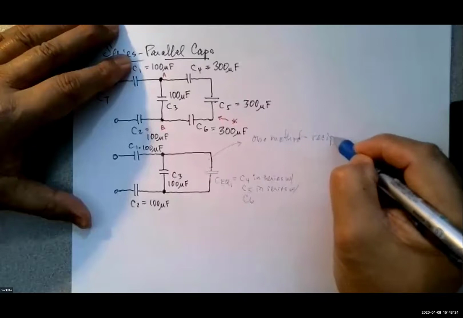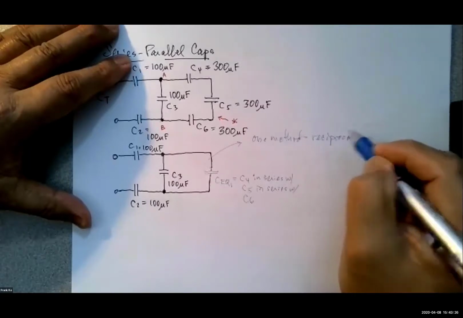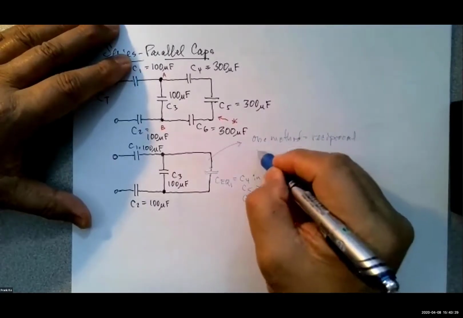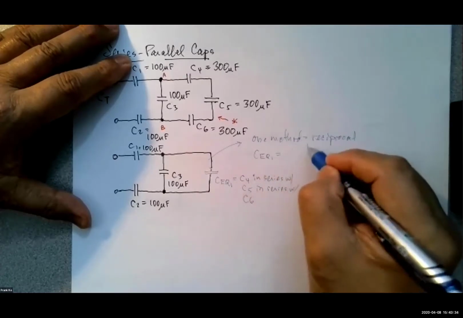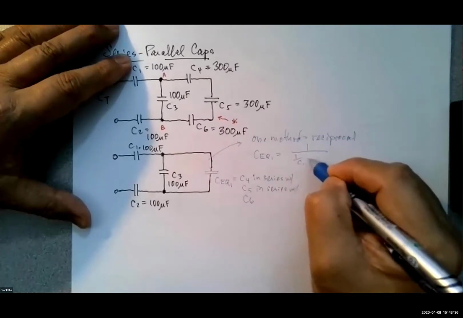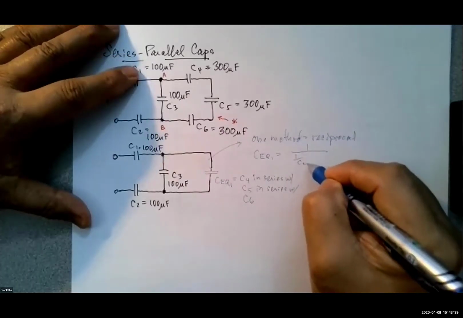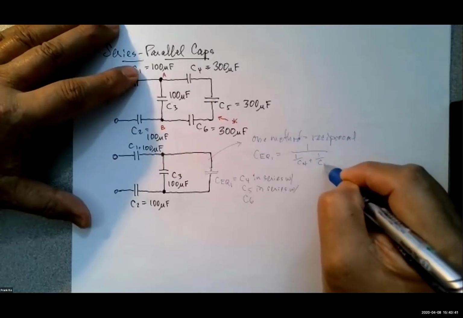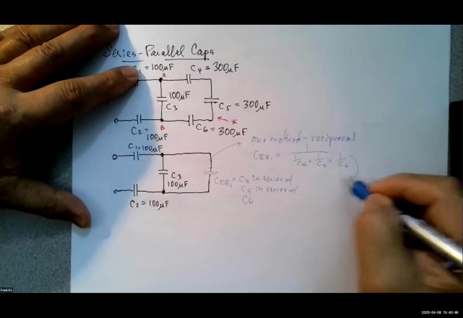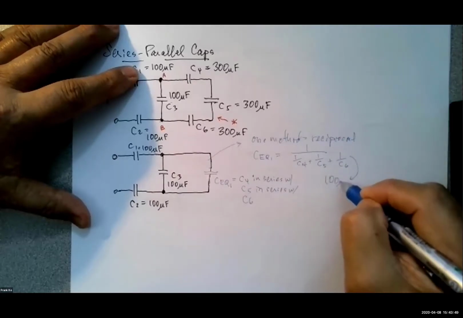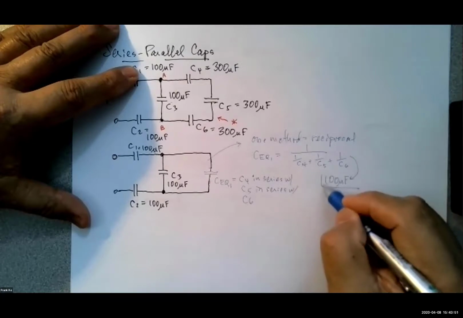One method equals reciprocal. So if I use reciprocal, CEQ1 would be equal to 1 over C4 plus 1 over C5 plus 1 over C6. And if you use the reciprocal method, yes, this gives you a value of 100 microfarads, correct? Now, that's one method.